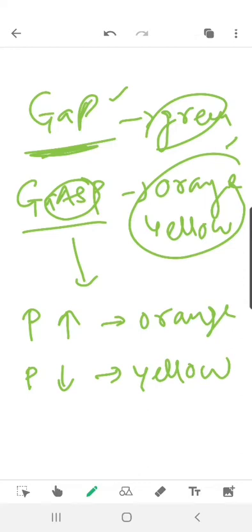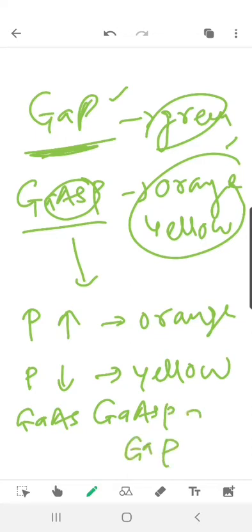Okay, the important materials which are used for LED manufacture are gallium arsenide, GaAs, gallium arsenic phosphide, GaAsP, and gallium phosphide, GaP. These are some of the materials which are used for our LED fabrication. Okay.